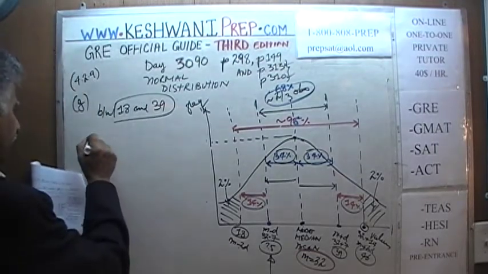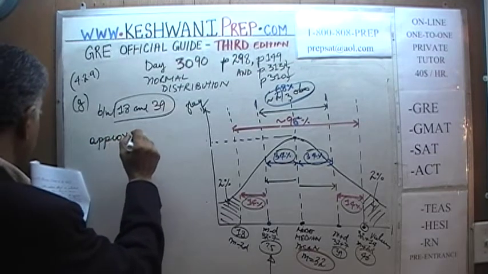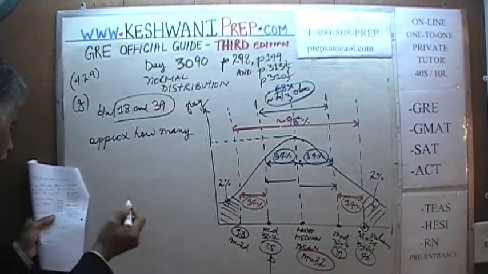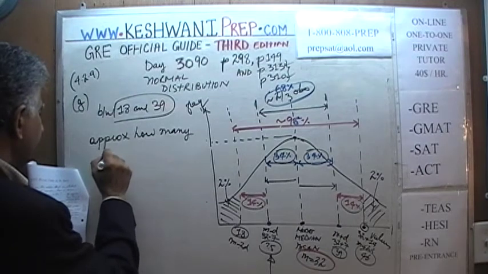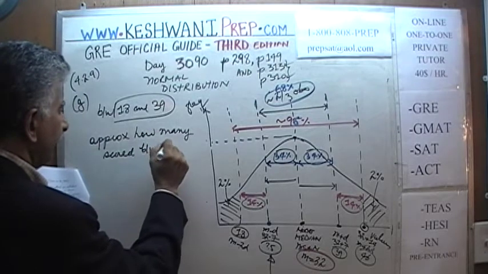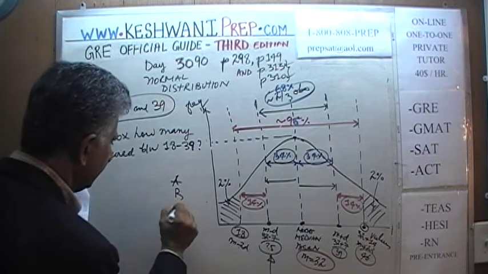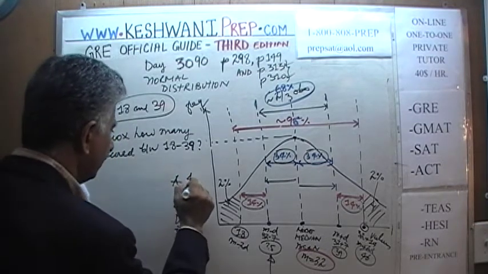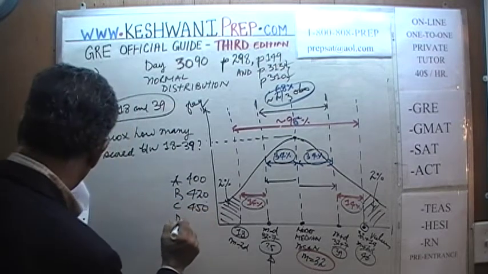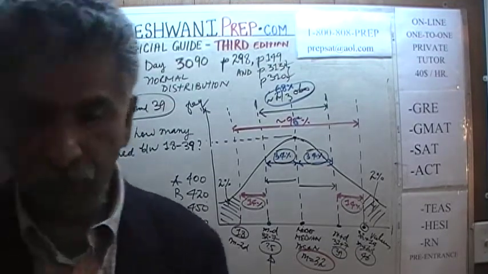Okay, here's the question. Approximately how many scored between 18 and 39? And here are the answer choices: A, B, C, D, and E. 420, 450, 470 and 500. Now it begins to look like the exam question on the real exam.